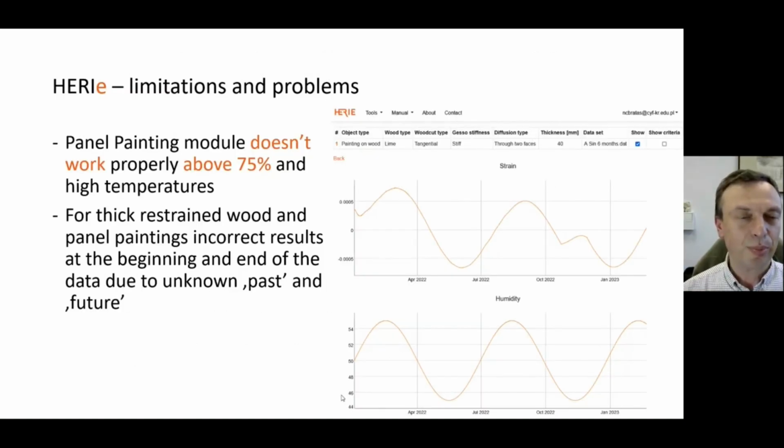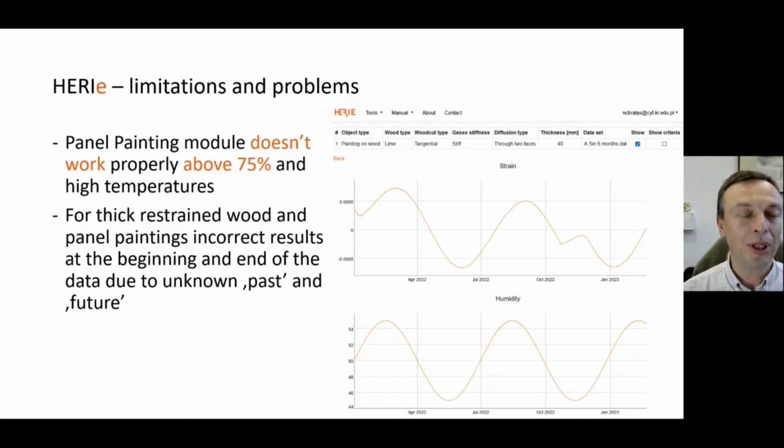At the end of this presentation, I would like to mention the limitations and the problems of the HERIe platform, particularly the problems of the mechanical module. The main one is that the panel painting module doesn't work properly above 75% of relative humidity, because above this level gesso softens significantly, and we cannot use the superposition rule to reconstruct the complete strain versus time history from individual elementary strains.